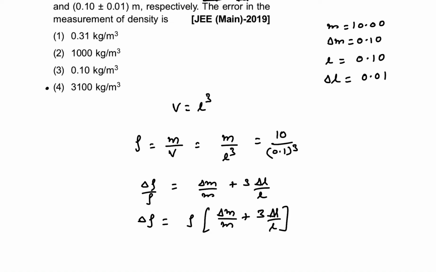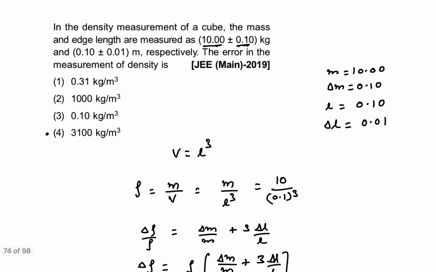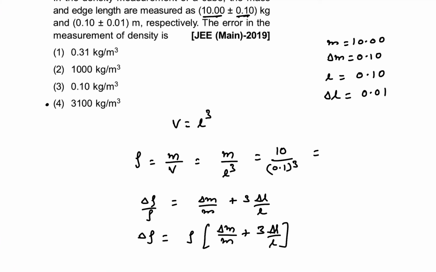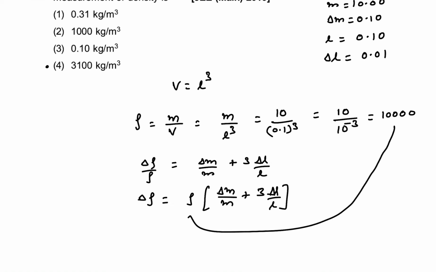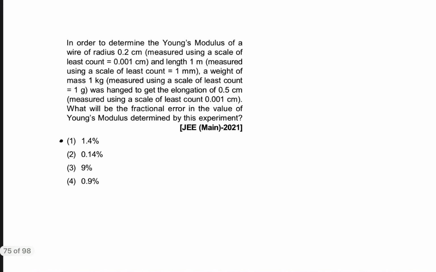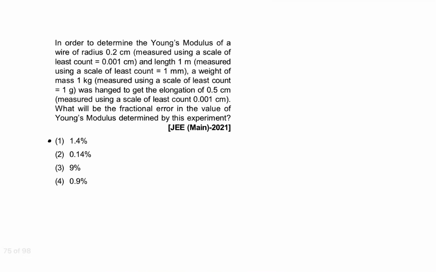I can calculate what the rho value is. m is nothing but 10 divided by the L cube value, which is 0.1 whole cube. If you substitute the values, you get 10 divided by 10 to the power of minus 3, that value is 10,000, meaning 10 to the power of 4. You substitute all the values here, you can get 3100 kg per meter cube.